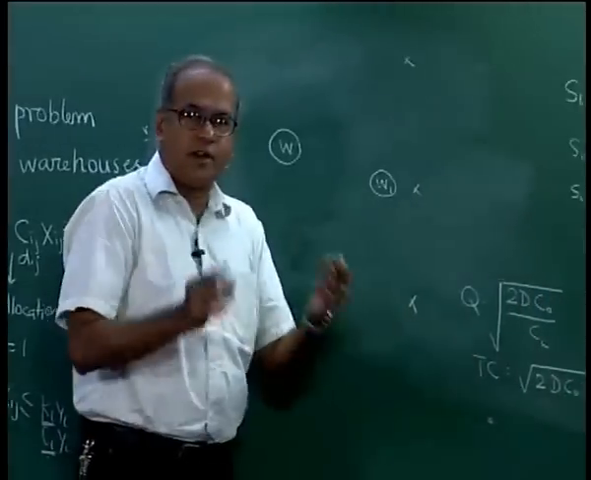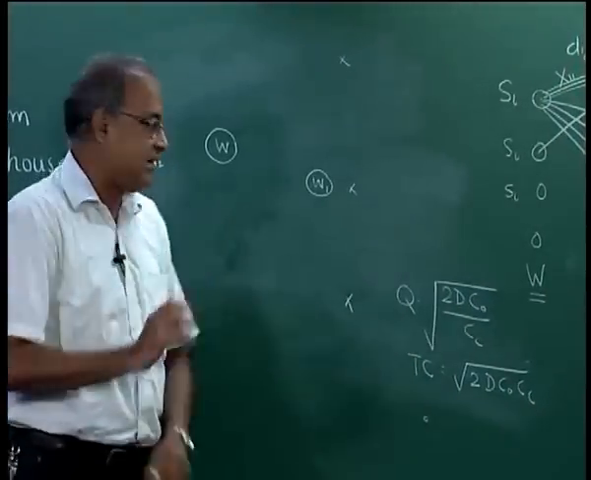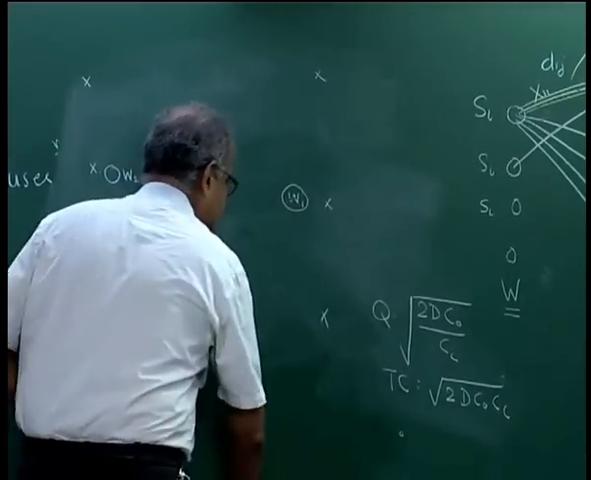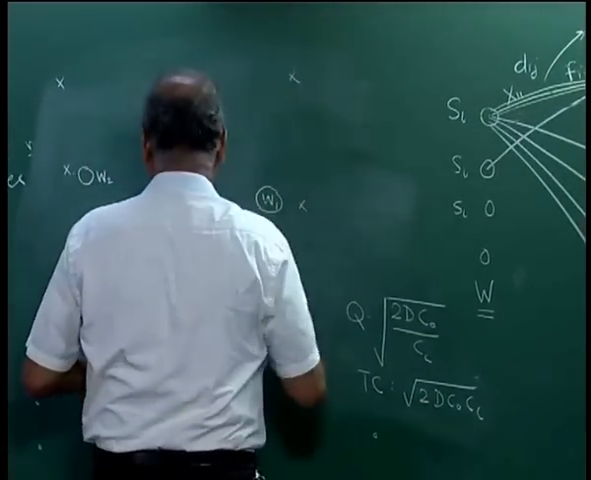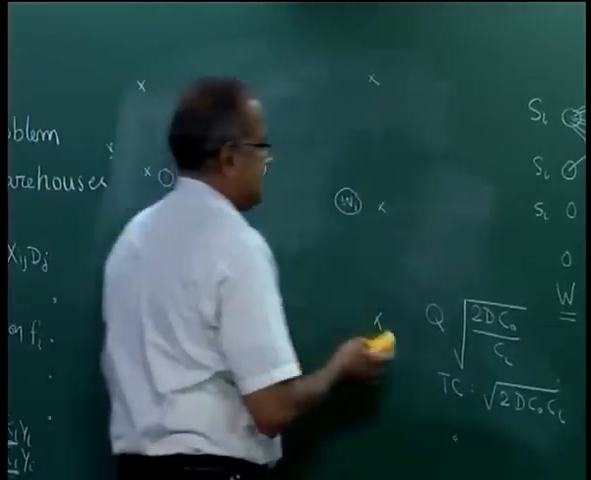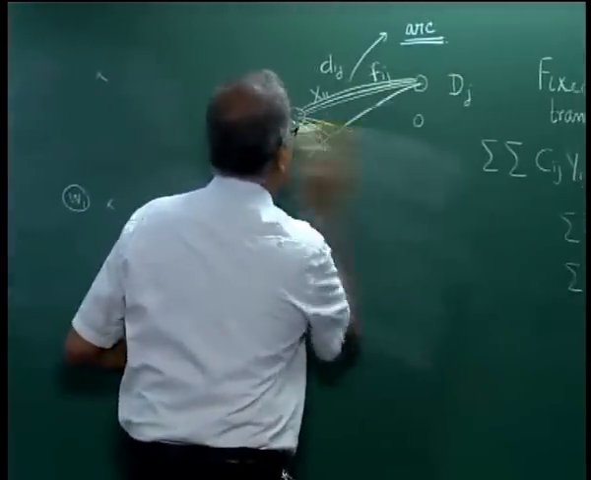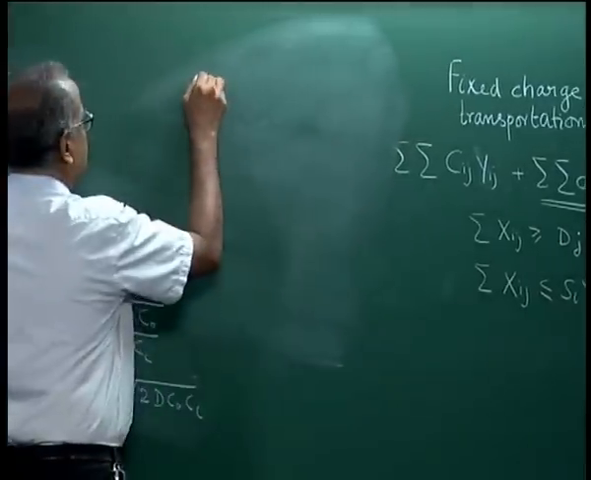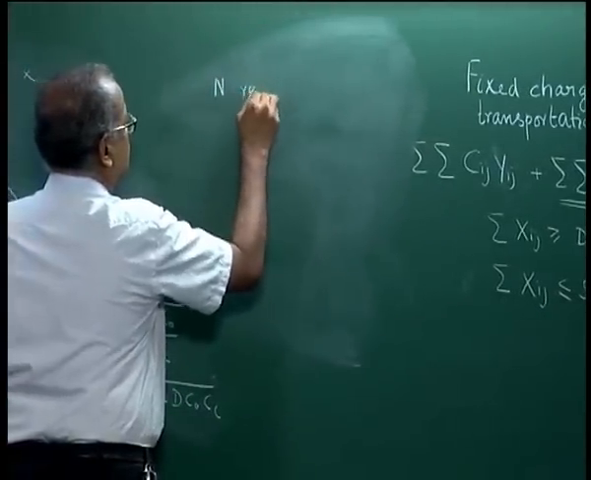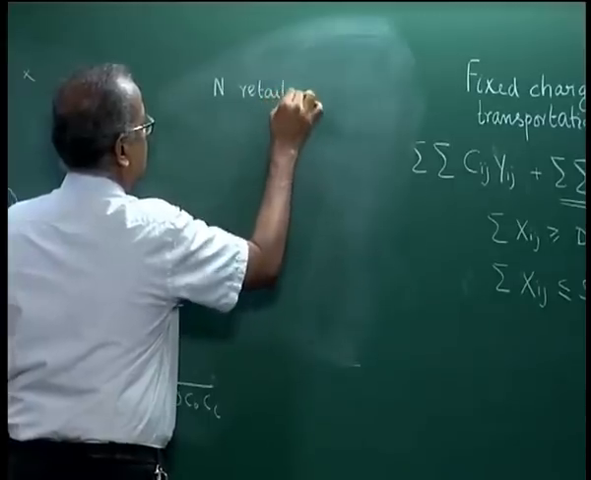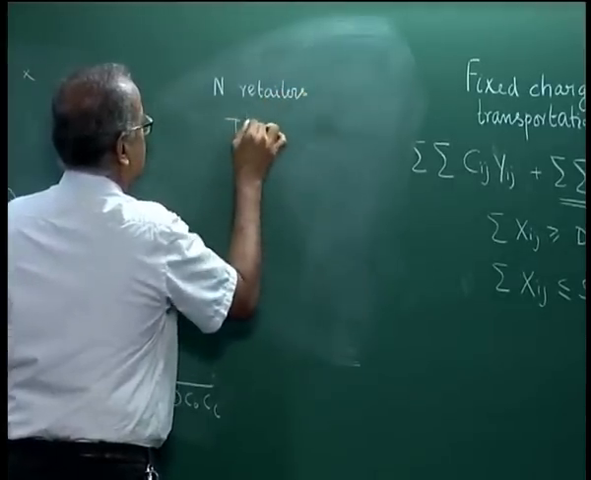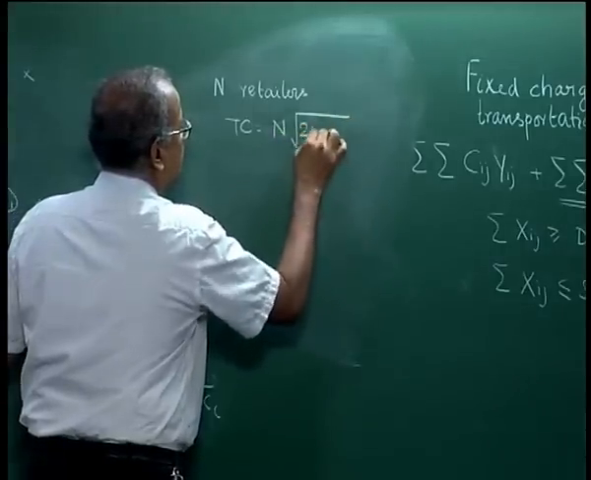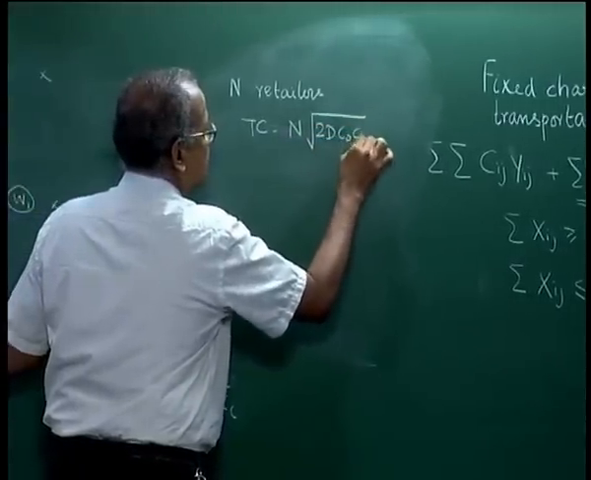Now, if we have it for n different retailers, the total cost there will be n into root of 2 D C naught Cc.